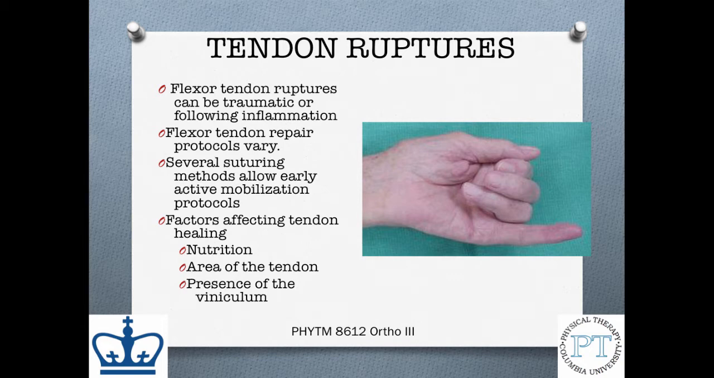We talked about in class the different zones of tendon injuries. And also the presence of the vinculum, which supplies the tendon and the tendon sheath, will certainly have an influence on healing.